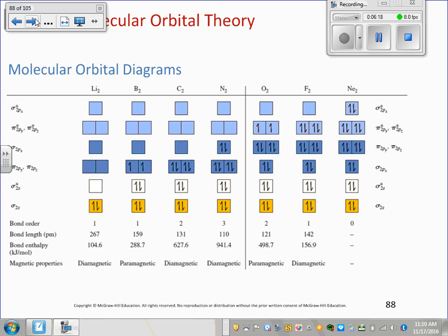Fluorine has 7 valence electrons, so two of them is 14 electrons. Bond order is 1. None of them are unpaired, so it's diamagnetic. And if we go to neon, let's say we're going to make Ne2, so we're doing 16 electrons. Neon's column 8. If you figure out the bond order, it's 0, 8 minus 8. So Ne2 does not exist.